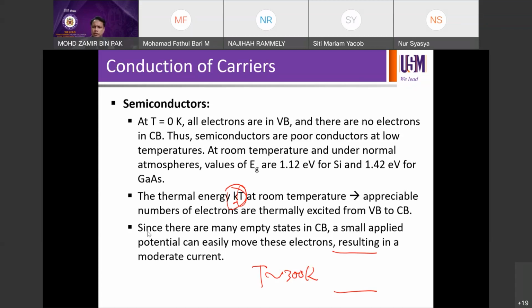Say T at 300 Kelvin. There'll be an appreciable number of valence band electrons that are thermally excited into the conduction band, overcoming the EG or the band gap. So it's 1.12 for crystalline silicon, 1.42 for gallium arsenide. Since there are many empty states in the conduction band, a small applied potential can easily move these electrons, resulting in moderate current. So typically, you can have a moderate level of conductivity if the carriers are thermally excited into the conduction band at this temperature.